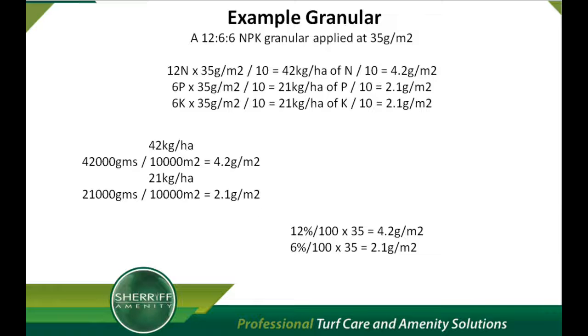Or you could say we are applying 12% nitrogen in 35 grams per meter squared of product and 6% phosphate and potassium in 35 grams per meter squared of product. Again, the result is the same, 4.2 for nitrogen and 2.1 for phosphate and potassium.